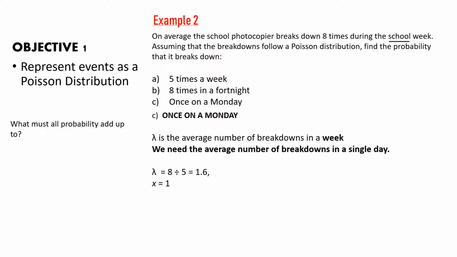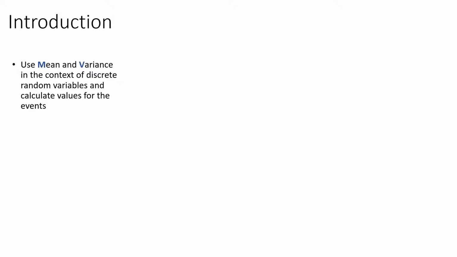And the x value is again going to be the one given in the question, so the x is going to equal the 1 that is given in the question. And if I do that and pop all my numbers in, I'll get 0.323 as my final answer. Okay, so that's that done. We're going to look at mean and variance in the context of discrete random variables and calculate values for those events.